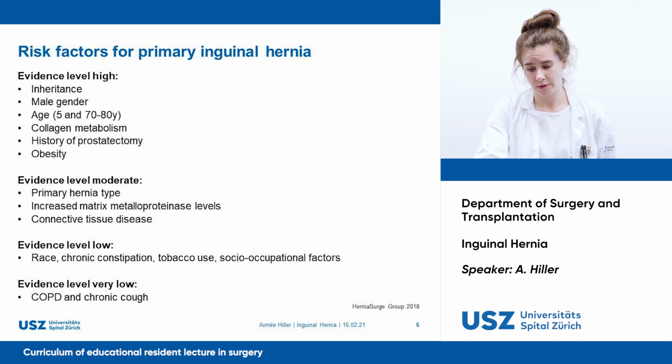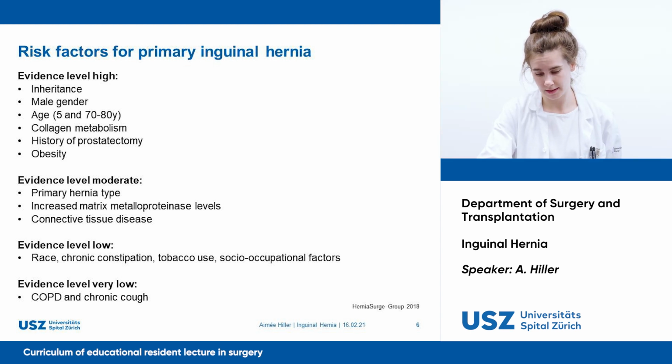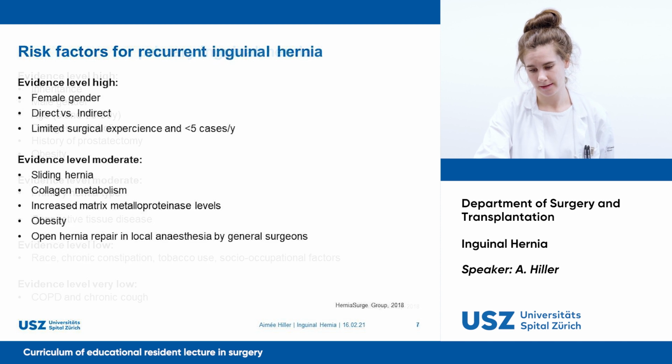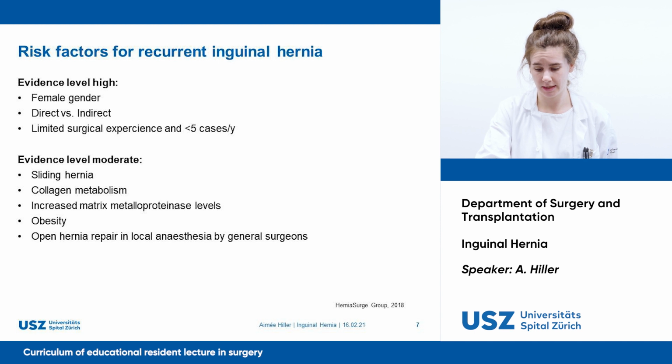Risk factors for primary inguinal hernia. There are different evidence levels, and risk factors with a high evidence level are inheritance, male gender, and age. And it may be surprising that chronic cough has a very low evidence level. Risk factors for recurrent inguinal hernia with a high evidence level are female gender, direct hernia at the primary procedure, and of course limited surgical experience.